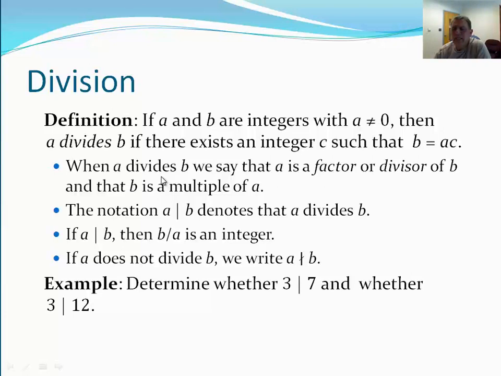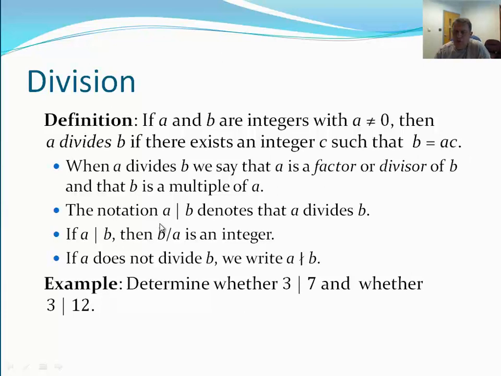So when A divides B, we say that A is a factor or divisor of B. Factor comes from this statement, B is equal to A times C. So A is a factor of B, meaning it's multiplied by another integer to give me B. Or we say it's a divisor, meaning that B can be divided by A, and the result is C. And B is a multiple of A. Again, it comes from here.